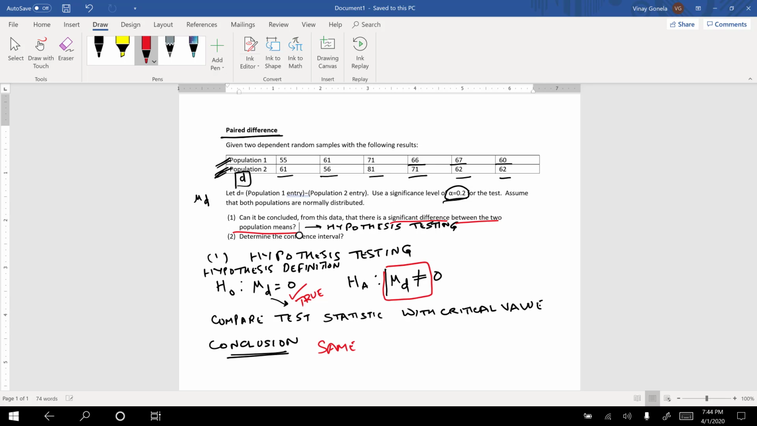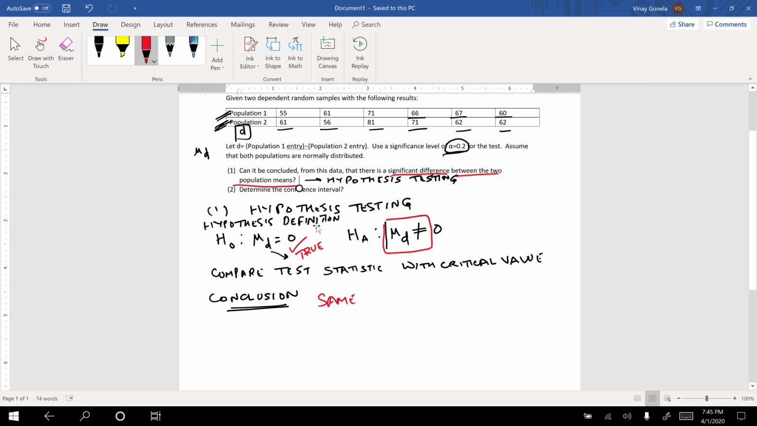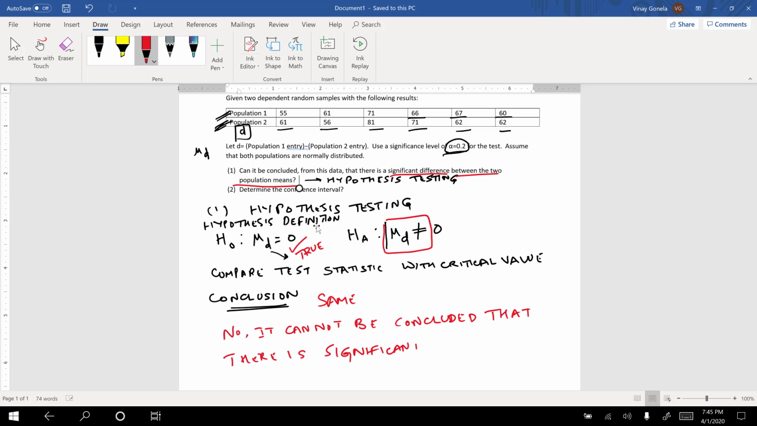So they are saying, can it be concluded that there is a significant difference between the two? No, it cannot be concluded that there is a significant difference between the two population means.